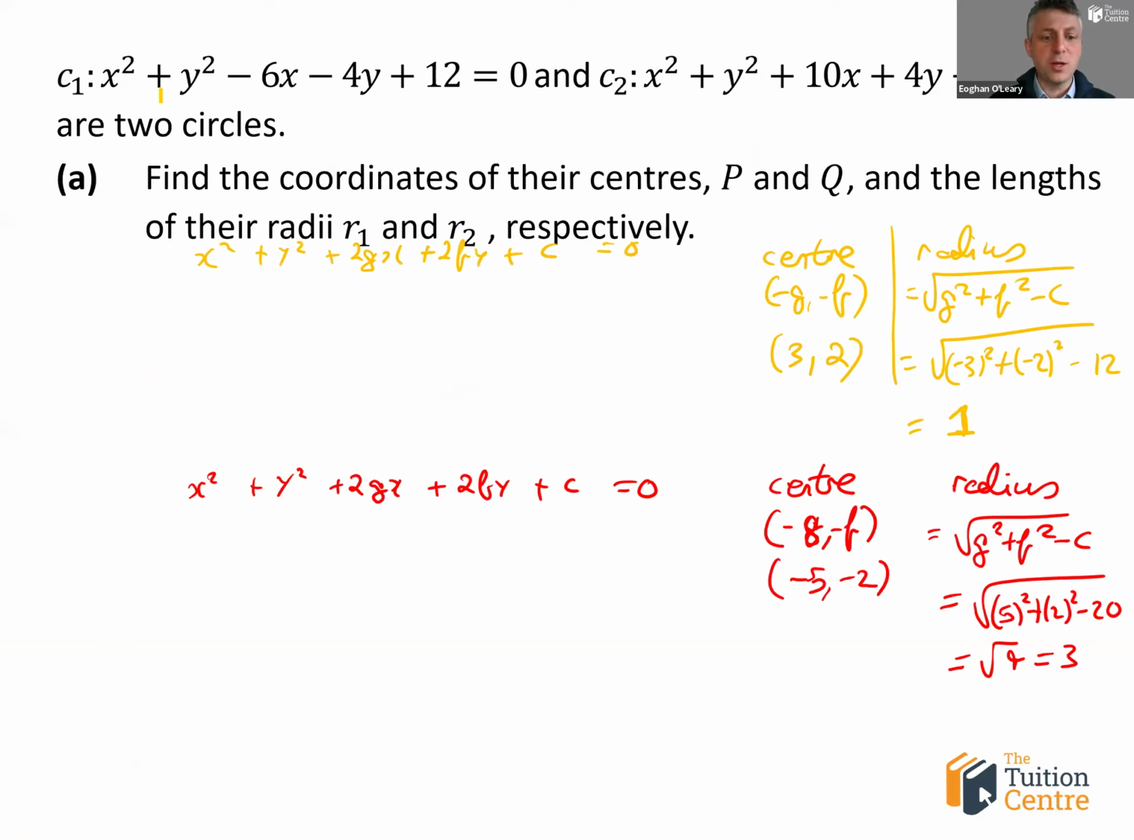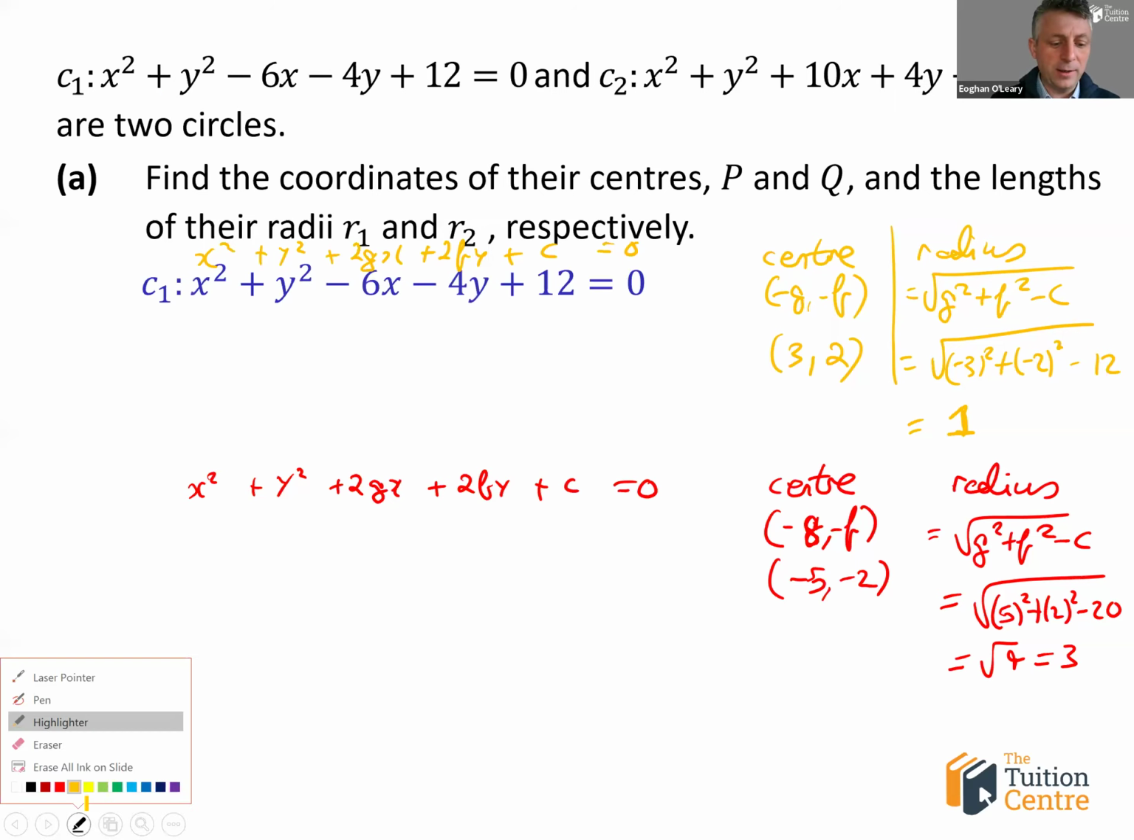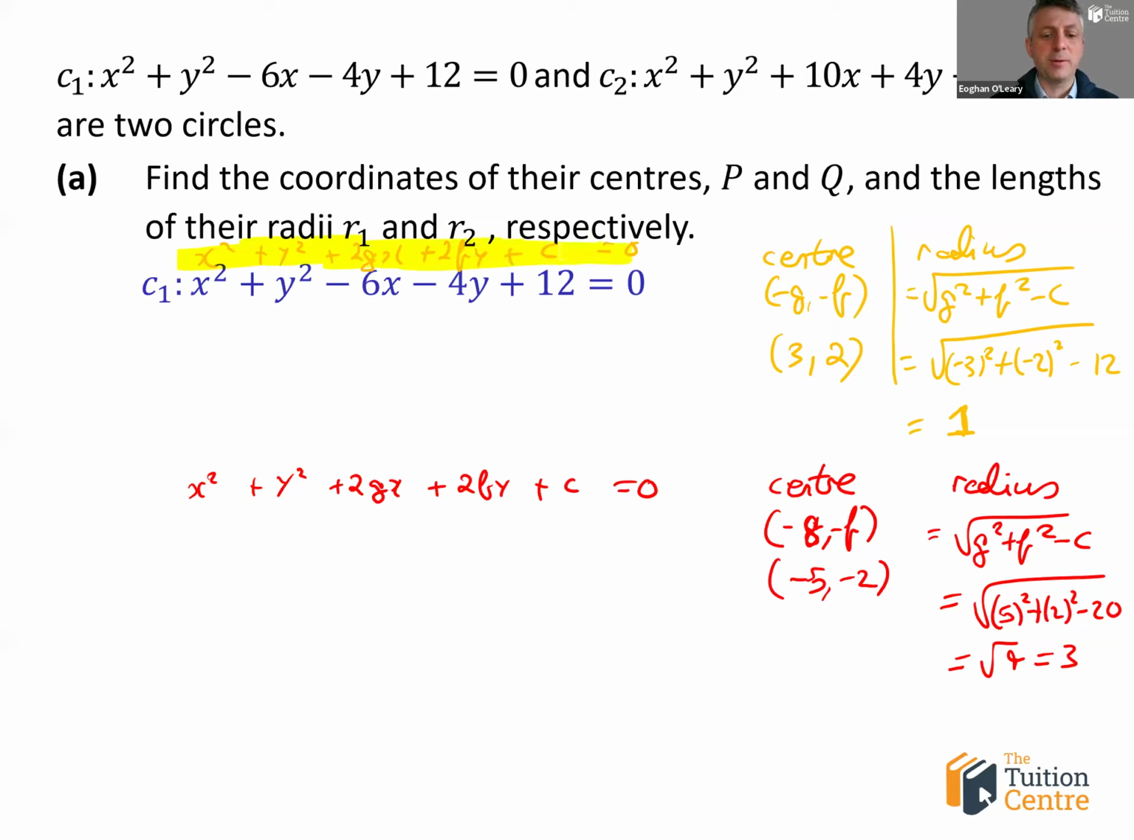They are two circles. We need to find the coordinates of their centers, P and Q, and the lengths of their radii, R1 and R2, respectively. Now, many people will think about this equation as x squared plus y squared plus 2gx plus 2fy plus c equals naught. We know our center is (minus g, minus f).